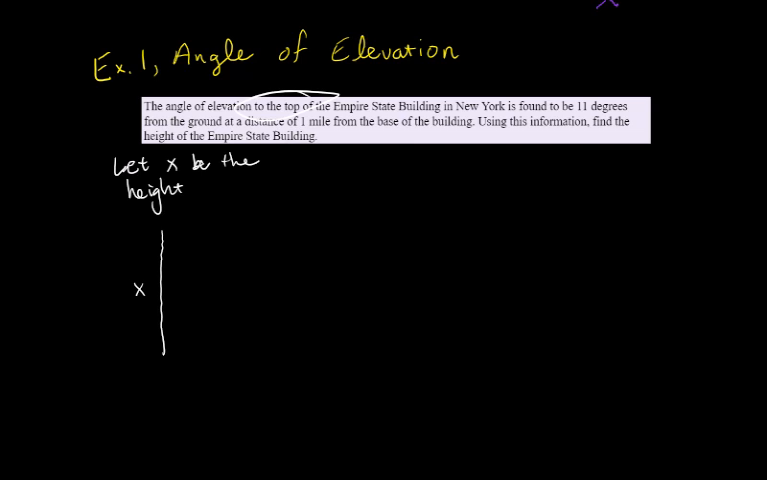So it doesn't mean that as we look down from the top of the Empire State Building, that is not 11 degrees. So right here, not 11 degrees. Boom, bad. Okay, not 11 degrees at all. It says to the top, so from the ground to the top, here's my ground, and then it says from the ground, right, at a distance 1 mile. So this is 1 mile.